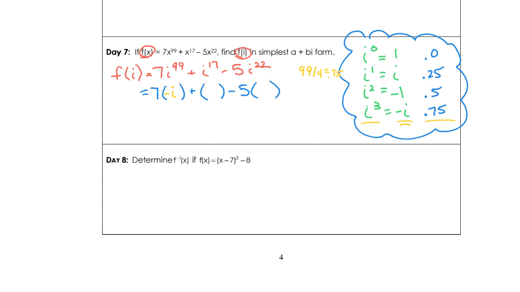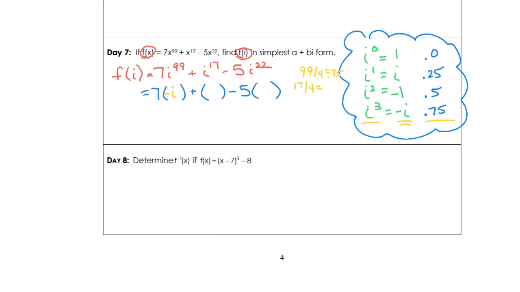Okay? We'll take 17, we'll divide it by 4 since it's a repetitive pattern. 17 divided by 4. And we don't care about the 4, but we care about the 0.25. And so that tells us that i to the 17th is the same as i to the 1st, which is equivalent to i. And so now we can go ahead and make our replacement.